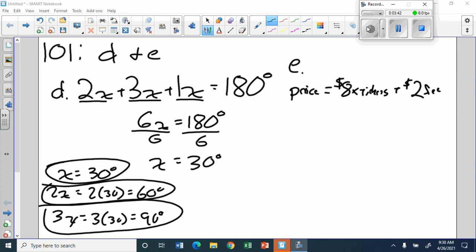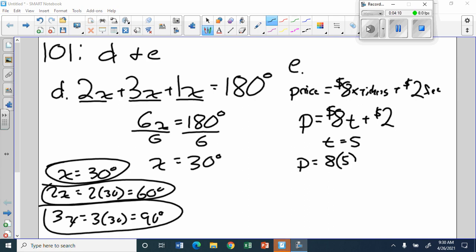Using this information, price equals 8t plus 2. Make sense? And then if they want to know for 5 tickets, what do I do? Yeah, I say that t is 5. Price equals 8 times 5 plus 2. Price equals 40 plus 2. Price equals 42. So we get this idea of $42.